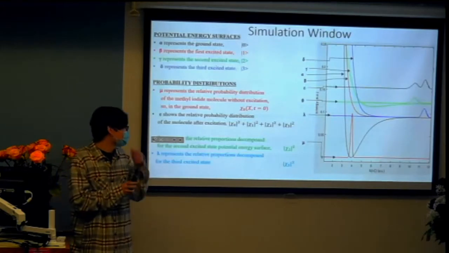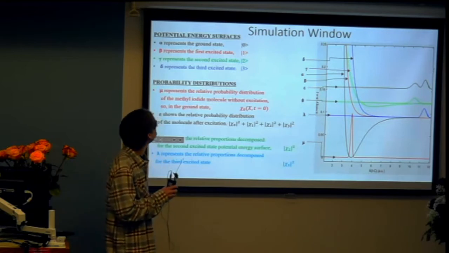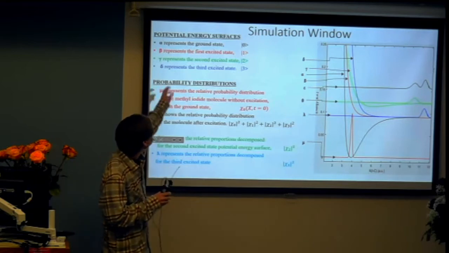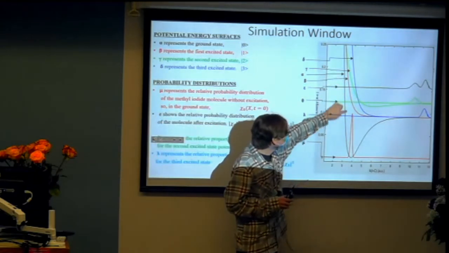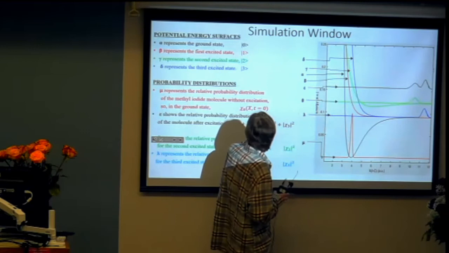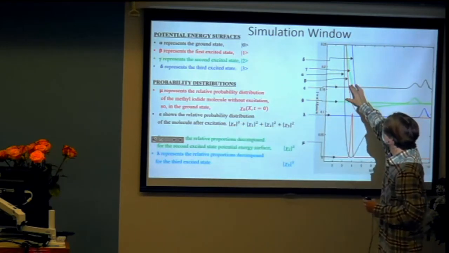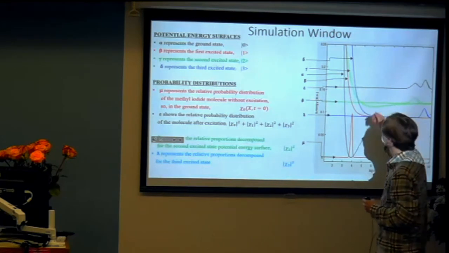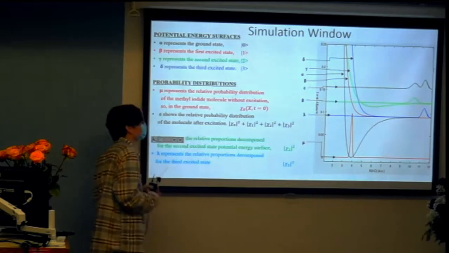Here's the simulation window, the main window that you're seeing as the simulation takes place. I can just point them out. This black one is the ground state. Red is the first excited state. Green is the second and third. Those are the potential energy surfaces for each one.